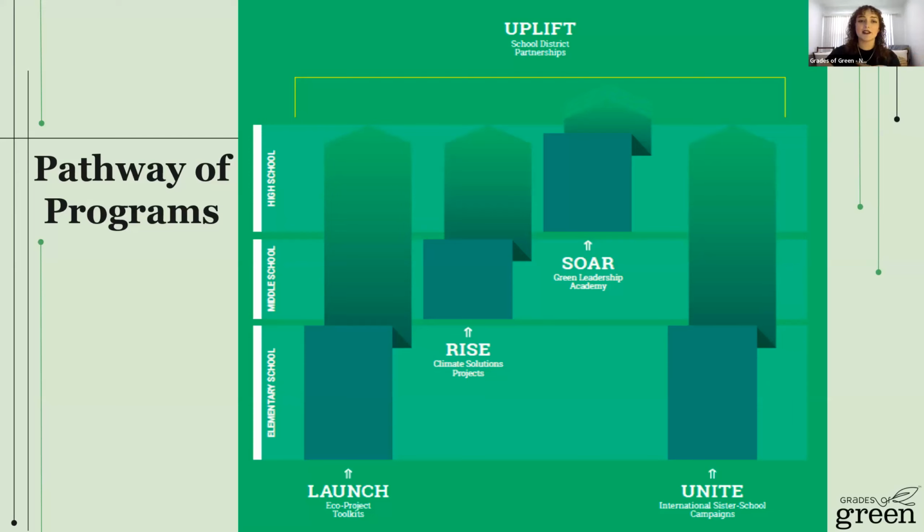So kind of to begin a little briefly here, our launch program is our Eco Toolkit program that is useful for flexible scheduling and offers a huge variety of topics. These are primarily for educator-led programming, but are also flexible for student-led programming as well. They're bite-sized lessons that help students and educators begin their involvement in environmental leadership.